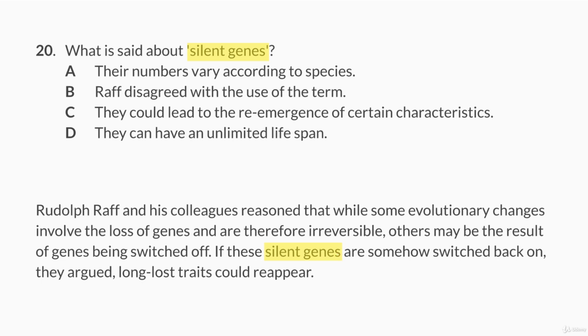So what I'm going to do at this point is I'm going to start looking for keywords from the answer choices. So I'm only looking for the keywords from the answer choices after I have found my keyword from the question. So the keywords from the answer choices are numbers, species, RAF, that should be easy to find, there we go, RAF, term, re-emergence, characteristics, unlimited lifespan.